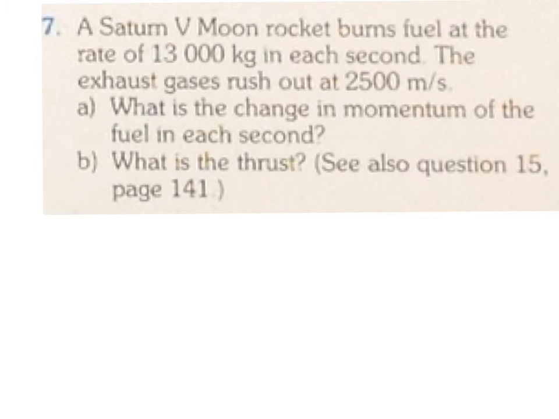Question 7. A Saturn V Moon rocket burns fuel at the rate of 13,000 kilograms in each second. The exhaust gases rush out at 2,500 meters per second. A. What is the change in momentum of the fuel each second? B. What is the thrust? And it says see also question 15 on page 141 if you've got the book.